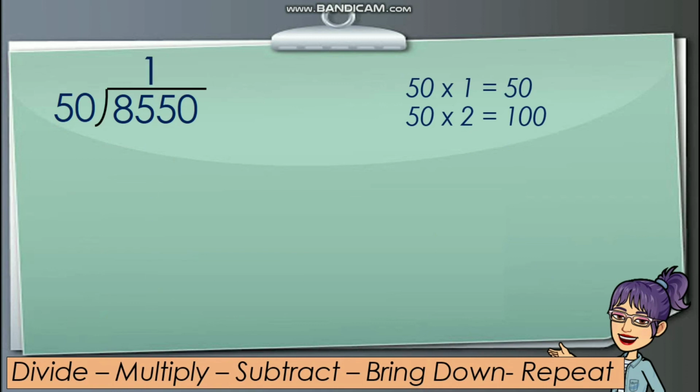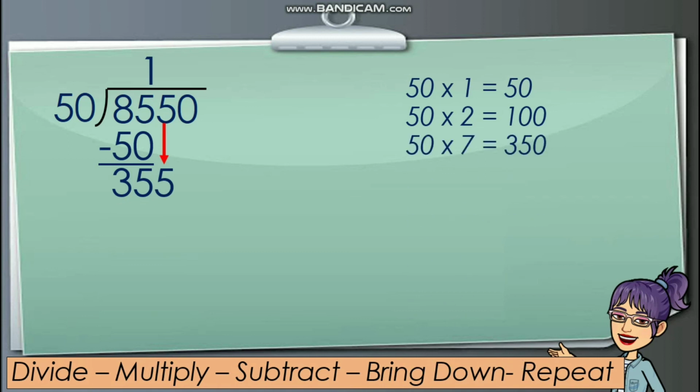Then let's multiply. 50 times 1 is 50. Subtract 50 from 85, and that would have a difference of 35. Then bring down the next digit, which is 5. So again, children, only one digit can be brought down in the next dividend. You cannot bring down 2 digits at a time, only 1 digit at a time. So let's divide 355 by 50.